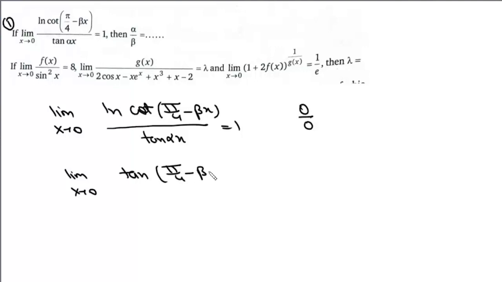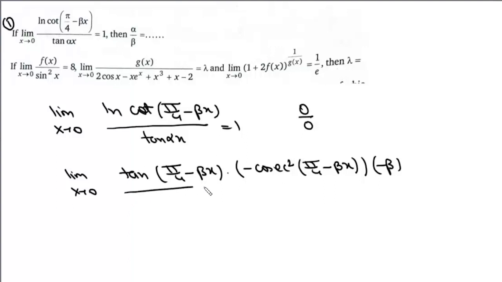pi by 4 minus beta x, and then derivative of cot is minus cosec square pi by 4 minus beta x, and then into minus beta upon, now derivative of tan is secant square, so it will be secant square alpha x into alpha, and this is equal to 1. Now we'll put x as 0.